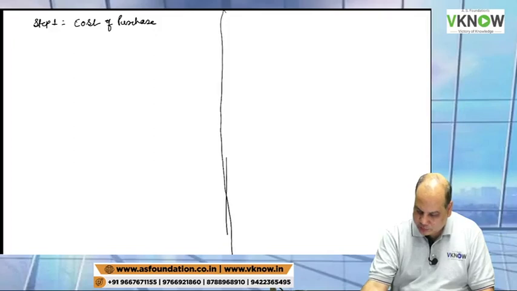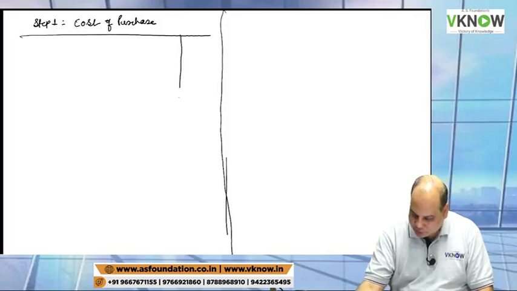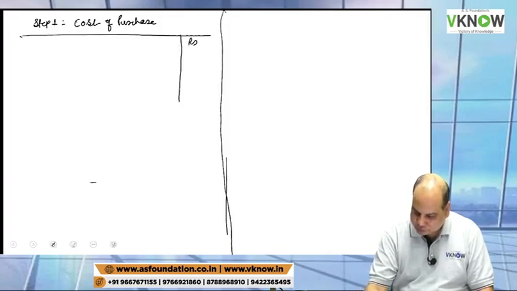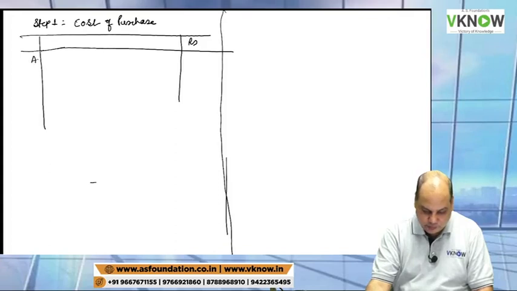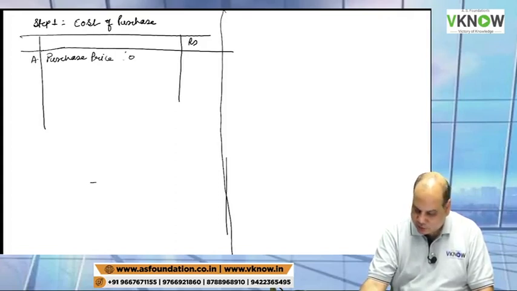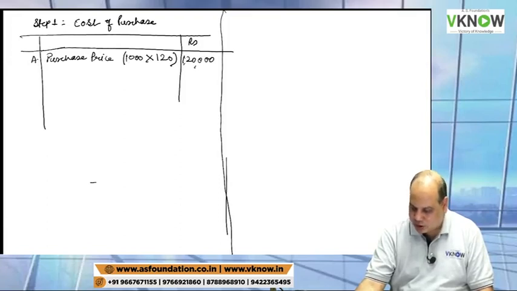Everybody follow me. We have already discussed cost, but we have to write nicely. Yes or no? Yes. A. So first you write down purchase price: 1000 shares into 120 is 1,20,000.